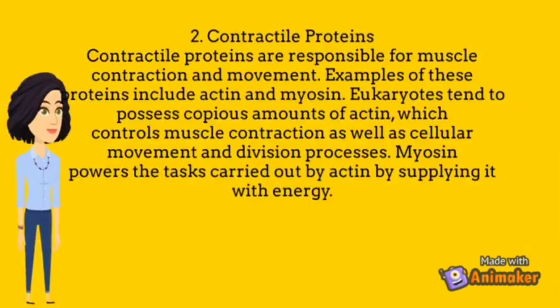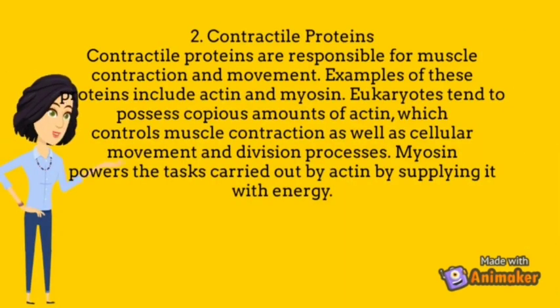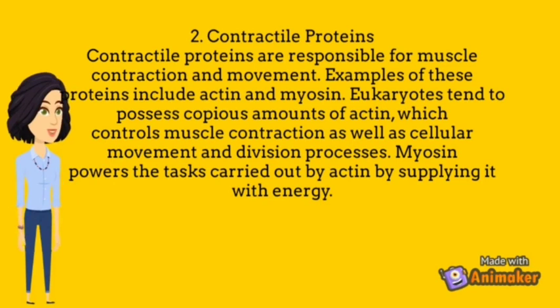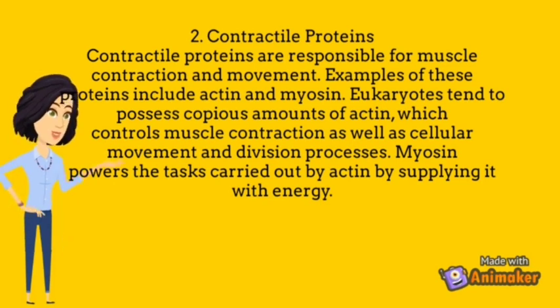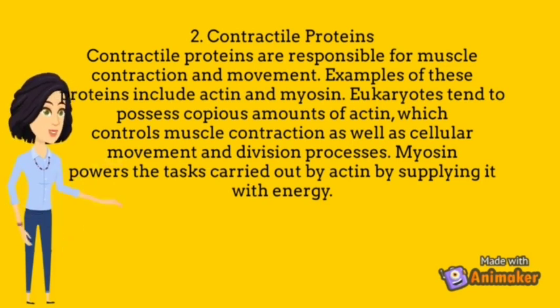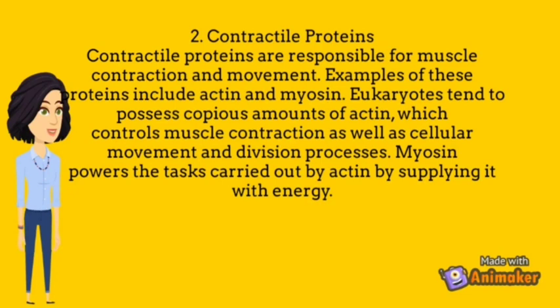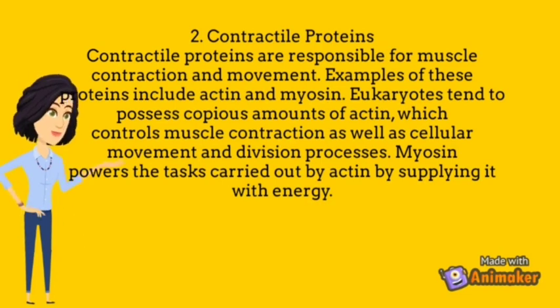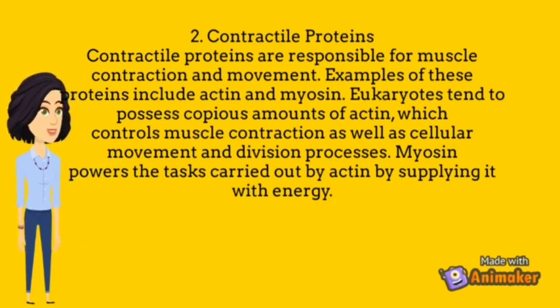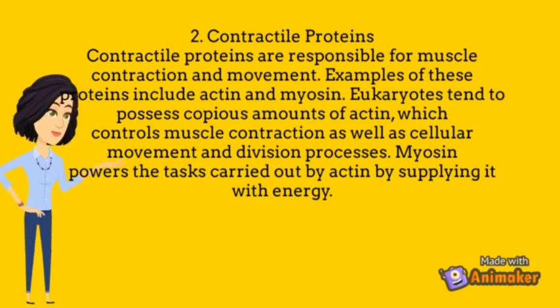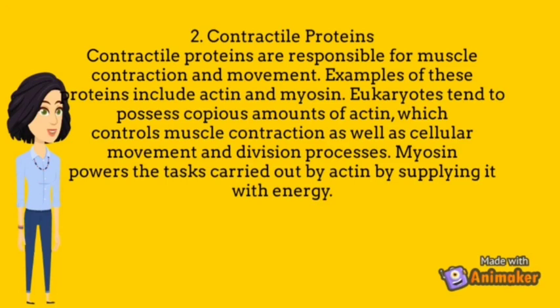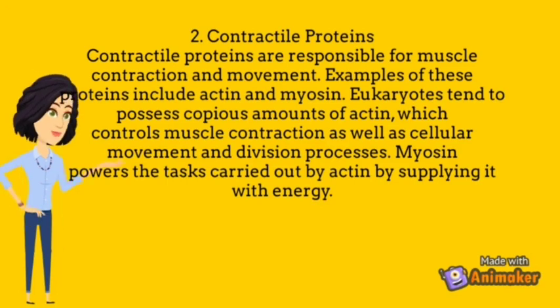2. Contractile proteins. Contractile proteins are responsible for muscle contraction and movement. Examples of these proteins include actin and myosin. Eukaryotes tend to possess copious amounts of actin, which controls muscle contraction as well as cellular movement and division processes. Myosin powers the tasks carried out by actin by supplying it with energy.